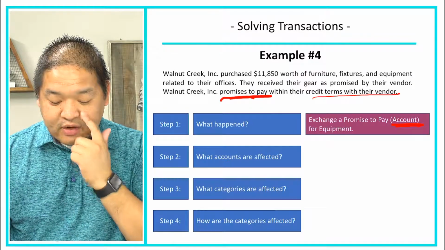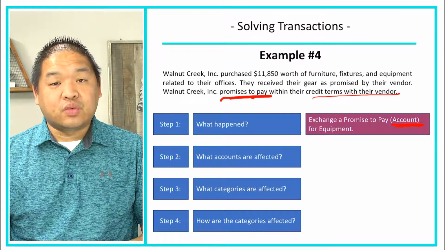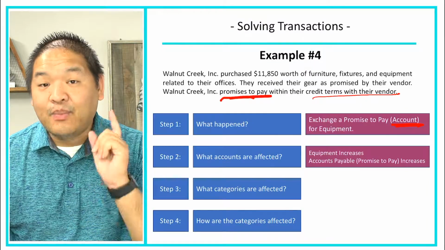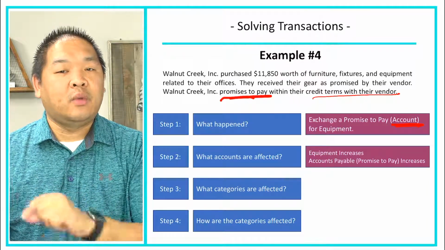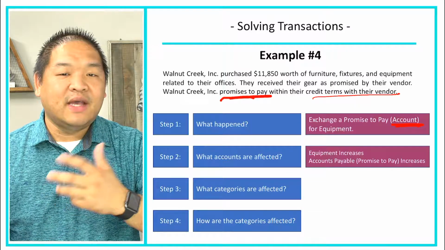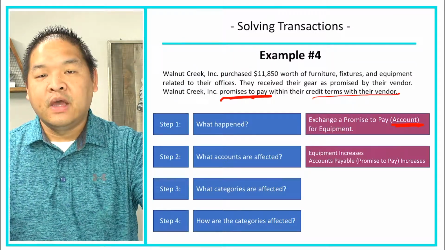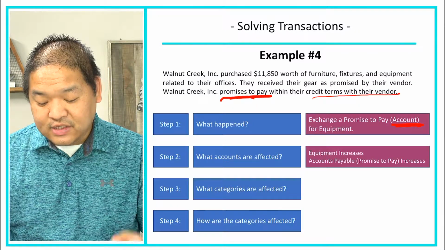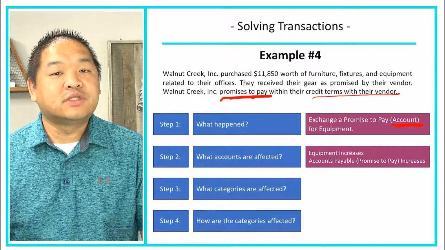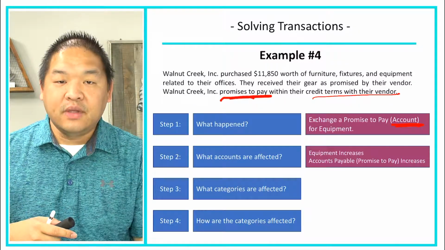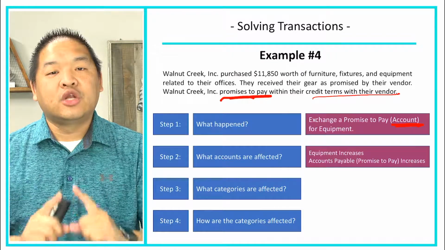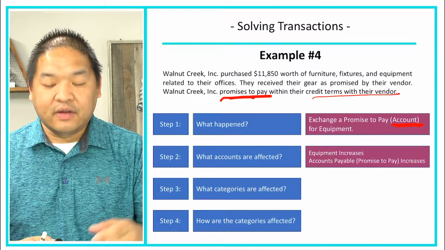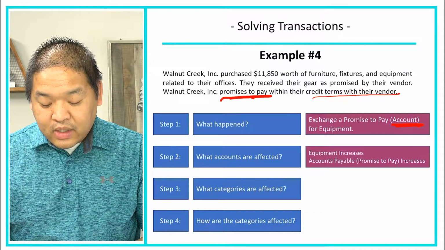All right, what accounts are affected? So now that you know that we have this word called accounts payable, cash is not affected, but accounts payable is affected. So we basically exchange an accounts payable for the furniture, fixtures, and equipment. So the equipment is going to increase and the accounts payable is going to increase as well. Just like the liability in the last example, we're increasing the liability that we have with this other vendor.